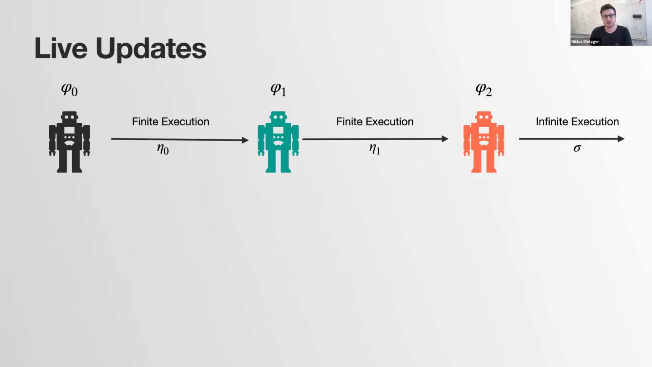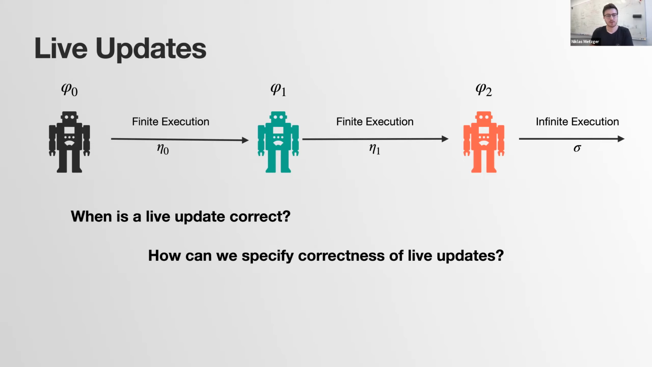And there are some interesting questions that I try to answer in this talk, or try to give solutions to. The first one is, when is such a live update actually correct? Of course, you could just plug in, forget all your past. This is what we will do right now. But maybe there are some problems there. And indeed there are. How can we specify correctness of live updates? So what is a good way to specify them? And of course, in the end, how can we synthesize correct live updates?